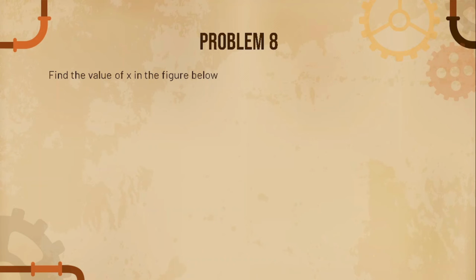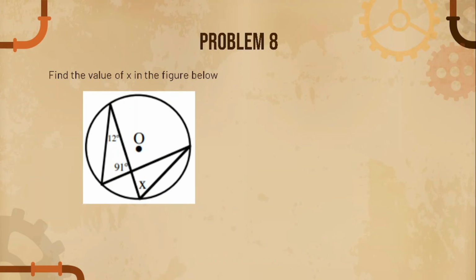Find the value of x in the figure below. As you can see, the figure is a circle and it has a center O with two triangles inside of it, and one triangle has given angles of 12 degrees and 91 degrees. Meanwhile, in the other triangle, we will find the value of x.